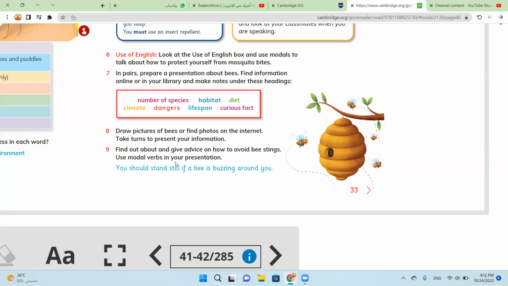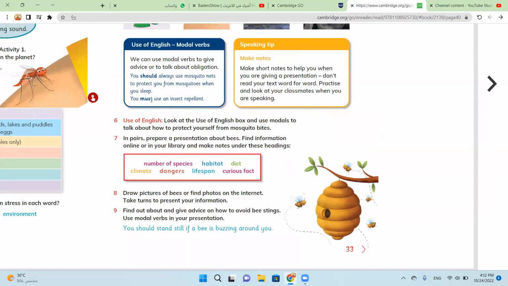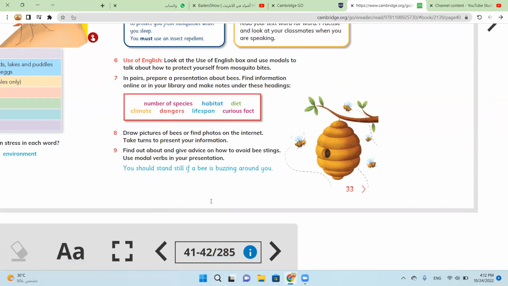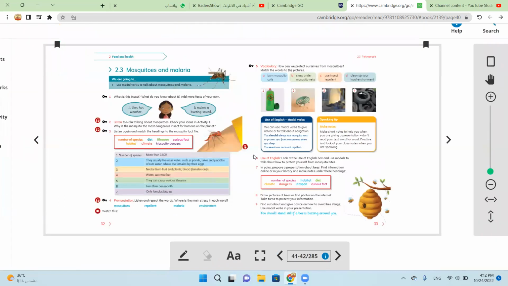Use modal verbs in your presentations. So we will use the same as we used previously. You must use an insect repellent for mosquitoes. How about bees? How can we protect ourselves from bee stings? You should stand still if a bee is buzzing around you. This is an example for the use of the modal.